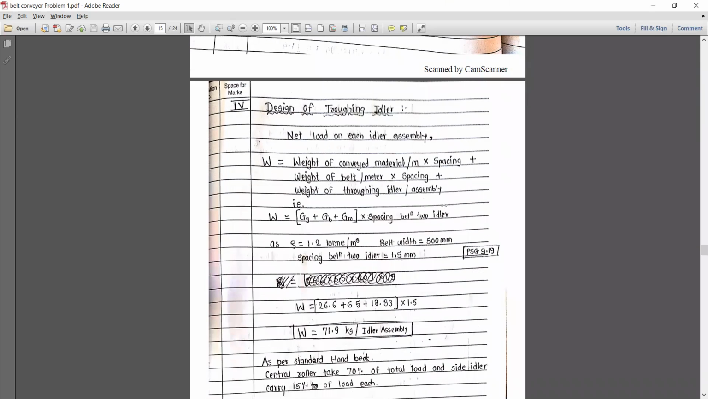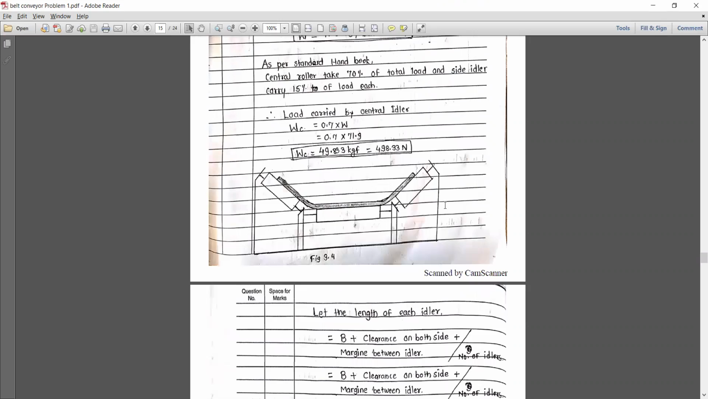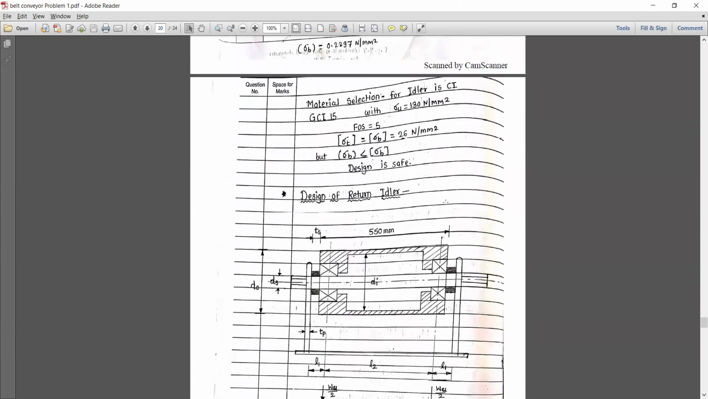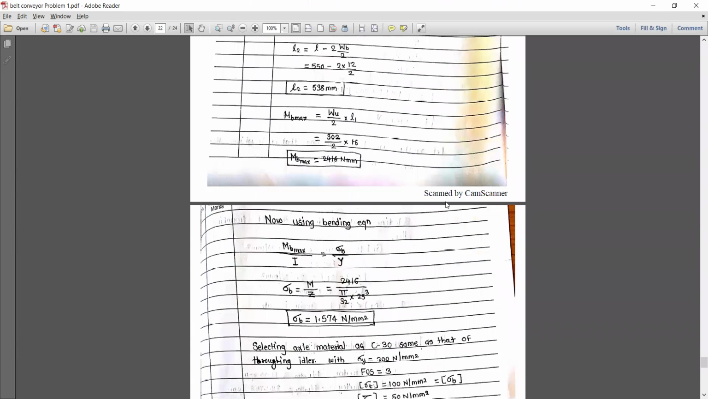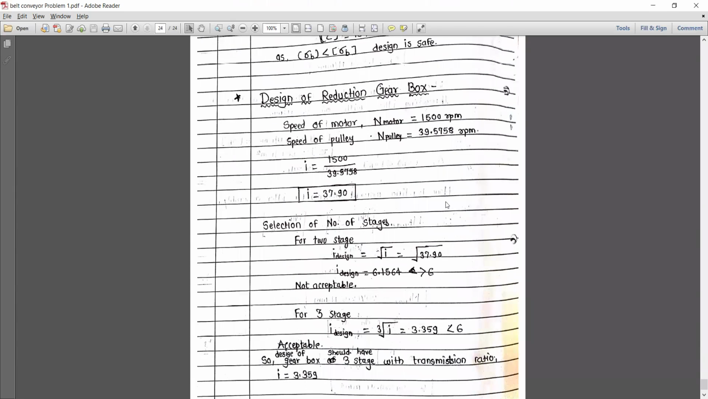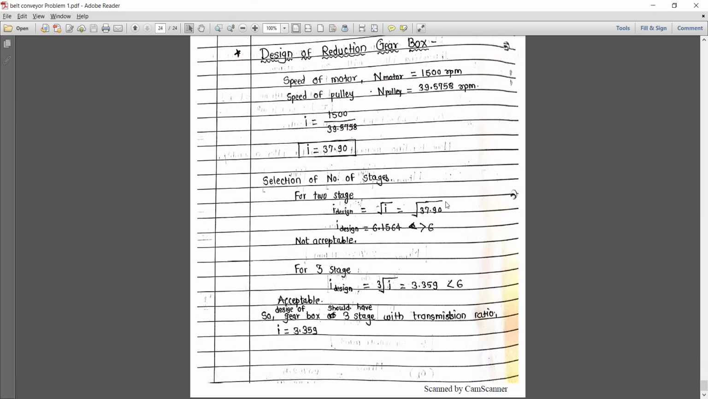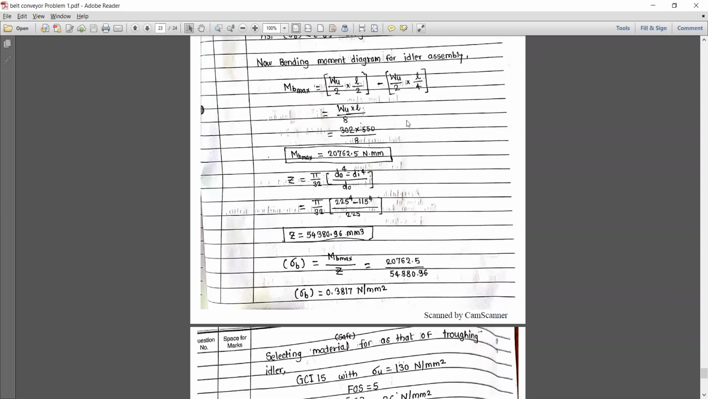Now next, the design of troughing idler. We will discuss the design of the troughing idler in the next lecture. In the next lecture we will cover the design of troughing idler, then the bearing for troughing idler, then shaft design, then design for a return idler and bearing for the same. We will also check the basic reduction ratio for the gearbox if you want to design for the same. So in the next lecture we will discuss this further.